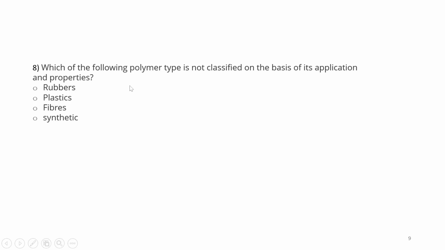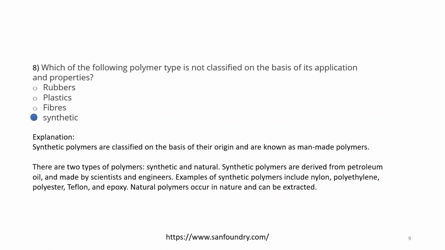Which of the following polymer types is not classified on the basis of its application and properties? Your options are rubbers, plastics, fibers and synthetics. So the correct answer here will be synthetic. Synthetic is classified on the basis of origin, so it can be either synthetic or natural polymers. Rubber, plastic and fiber depend on the application, final use and properties.